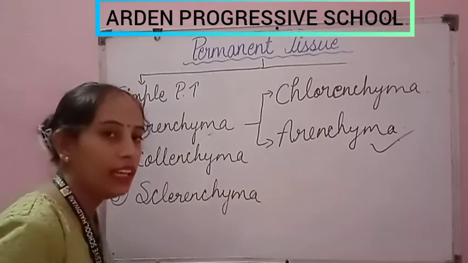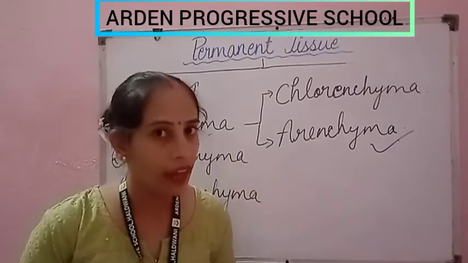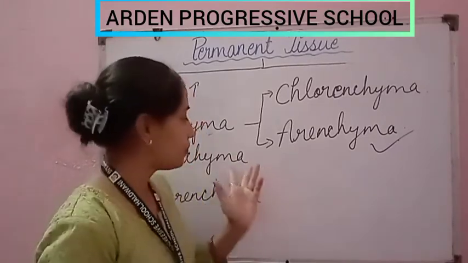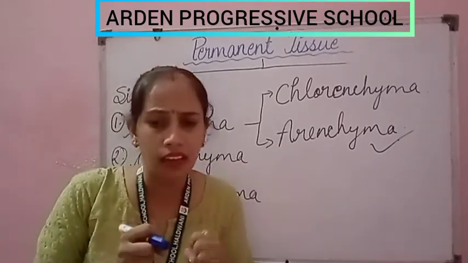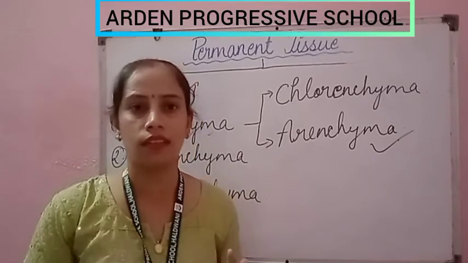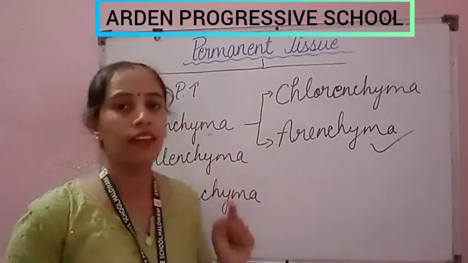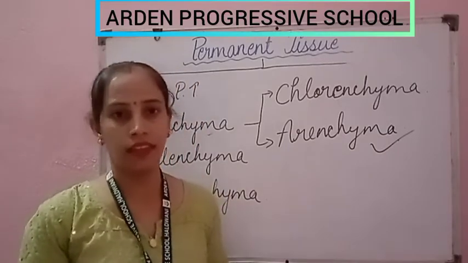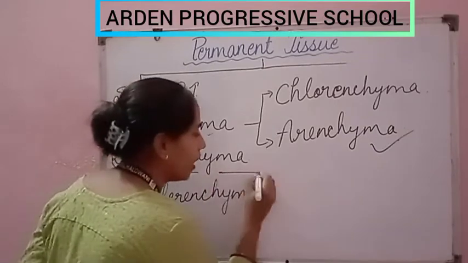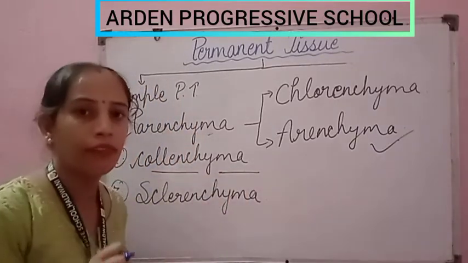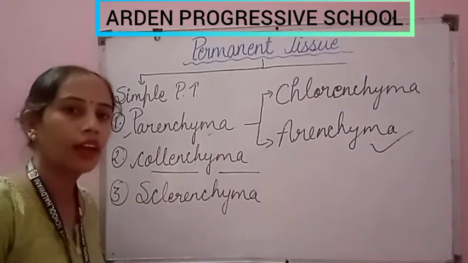The cells of the collenchyma have thick walls and very small intercellular spaces. They are generally closely packed. The intercellular spaces present in the collenchyma are very small in comparison to parenchyma.